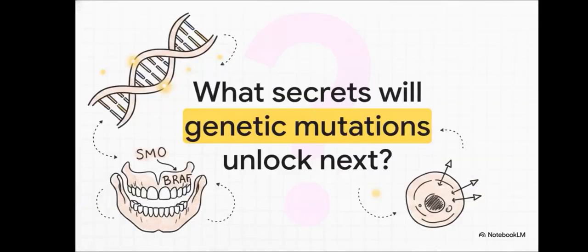As we wrap up this explainer, consider the genetic mysteries we are just now beginning to uncover. The source texts note that ameloblastomas with SMO mutations tend to be seen in the maxilla, while those with BRAF mutations are found in the mandible. While this genetic dichotomy is still a bit unclear, it leaves us with a really compelling question. With emerging clues like these mutations, what secrets will we unlock next? How might future genetic-targeted therapies completely change the way we fight this persistent tumor?